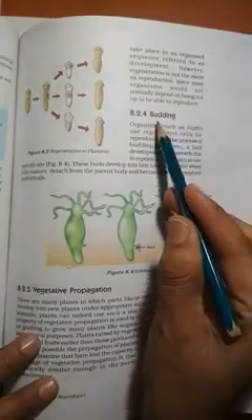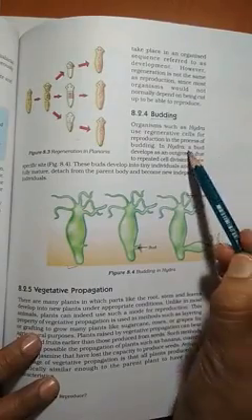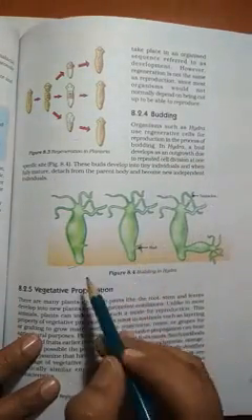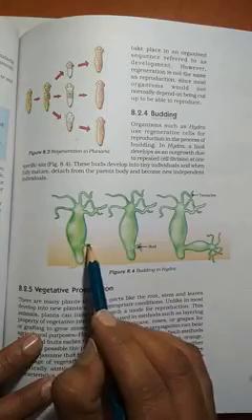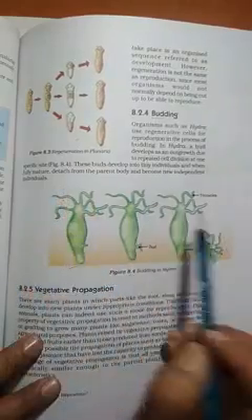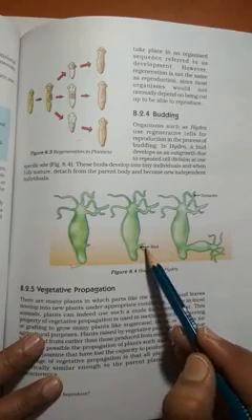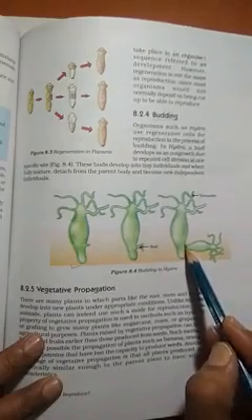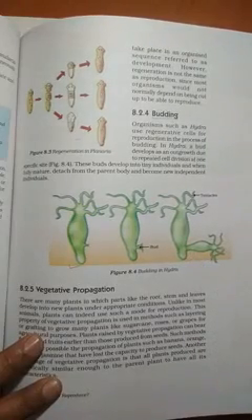Next one is budding. Budding, in this process a bud develops as an outgrowth due to repeated cell division. This is the bud. Due to repeated cell division, it is formed. These buds develop into tiny individuals when fully mature. If this one fully matures, it detaches from the parent and forms a new individual. Okay.